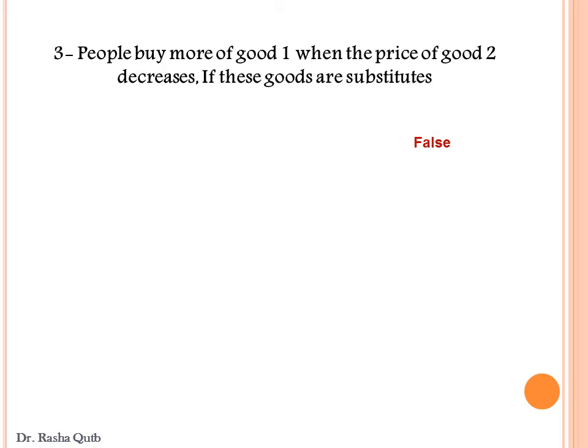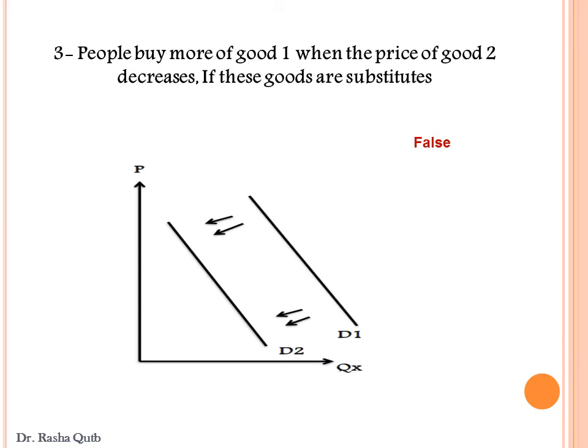In this case, when the price of good 2 decreases, people will buy less of good 1. And this is shown graphically by shifting the whole demand curve to the left, or we have a downward shift in the demand curve. So the correction of this sentence is that people buy less of good 1 when the price of good 2 decreases if these goods are substitutes.